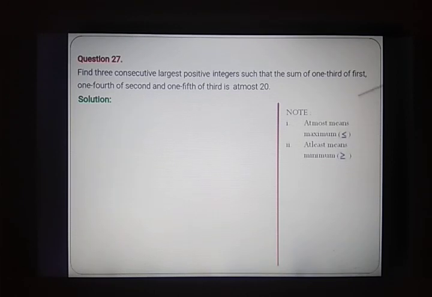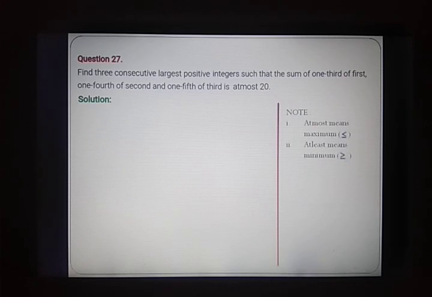Now let us see what the question is saying. It is saying find the three consecutive largest positive integers. So they are talking about integers, which means 0, plus minus 1, plus minus 2. That's how we have to see. Now they are talking about 3 consecutive numbers. What is the meaning of consecutive numbers? Consecutive numbers means the immediate next number. For example, the consecutive number of 1 is 2, the consecutive number of 2 is 3. So consecutive numbers differ by 1.